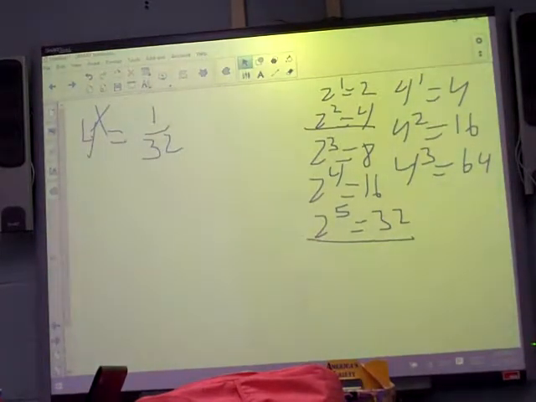So 4, I'm going to rewrite that as 2 squared. And then there was an x up there, so I put the x with it. All right, now we know 32 is 2 to the 5th, but I got 1 over 32. So what kind of power would I use to flip that? Very good, Zane. I'm going to make it a negative 5. So I'm going to say 2 to the negative 5th.